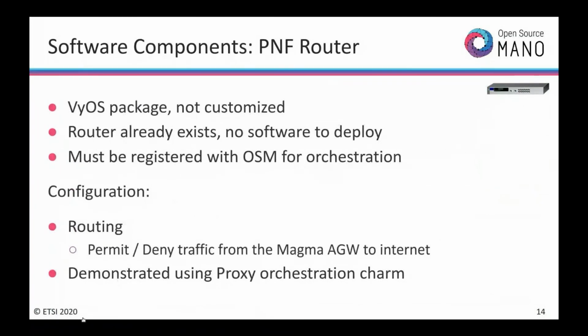The physical network router already exists in our network. We're not going to be deploying this. All we're going to be doing is letting OSM know where to find it. And then we're going to be configuring permit and deny rules inside of it so that we can allow traffic from our trusted gateway out to the internet.